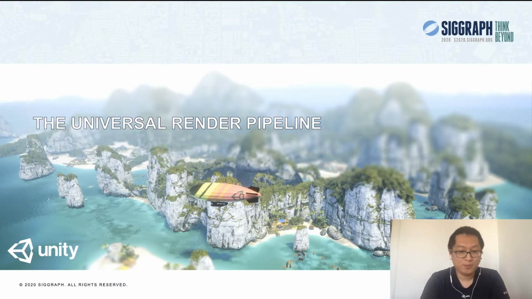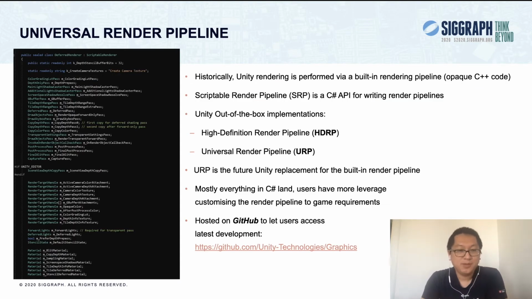So the Universal Render Pipeline. Historically, the way Unity performs rendering has been through the built-in render pipeline, which is in essence opaque C++ code. So it was difficult for users to use and to customize because obviously if you didn't have access to the source code, you had to kind of reverse engineer and figure out how things work. So that was quite difficult.